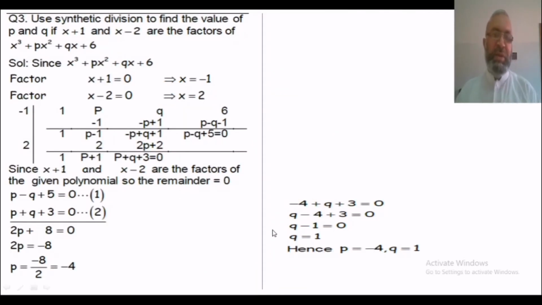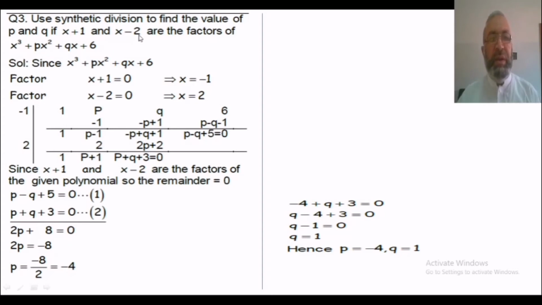Now come to question 3. Use synthetic division to find the value of p and q, two unknowns, if x plus 1 and x minus 2 are the factors of this polynomial x cube plus 2px square plus qx plus 6. First of all, write this in descending order: x cube plus px square plus qx plus 6. There is no missing term.